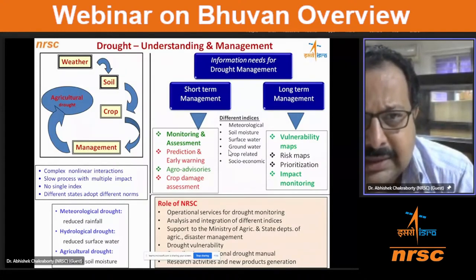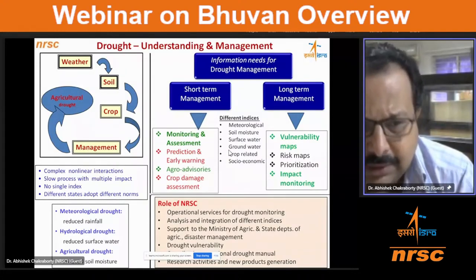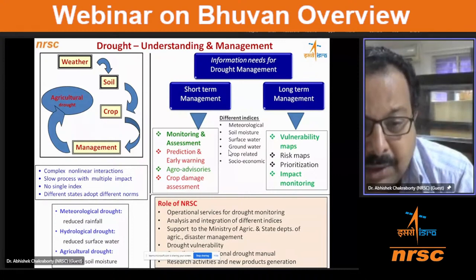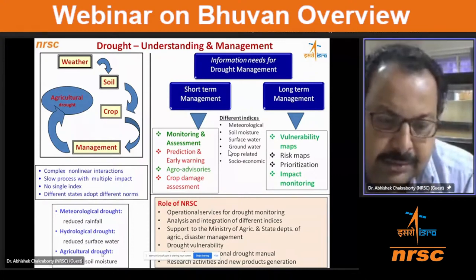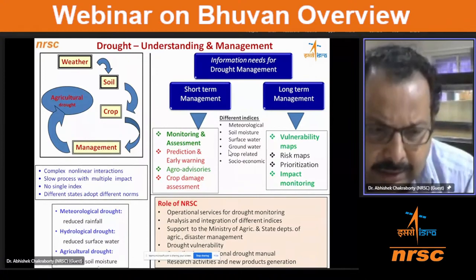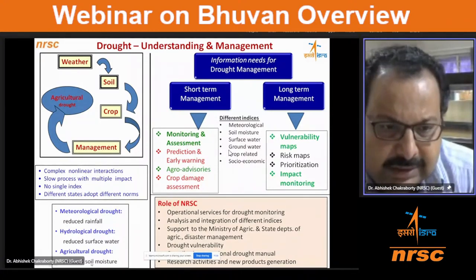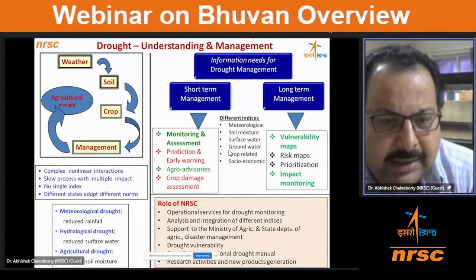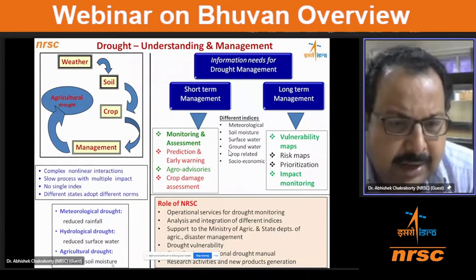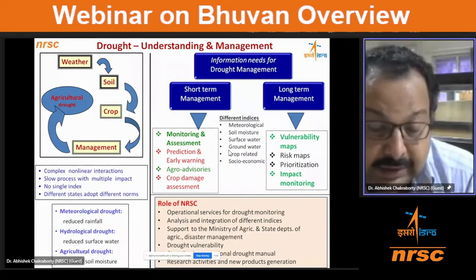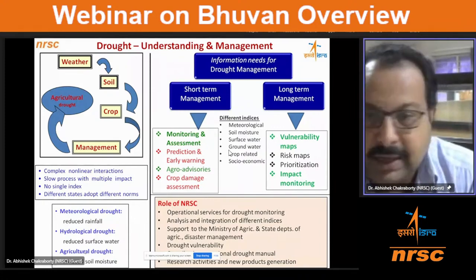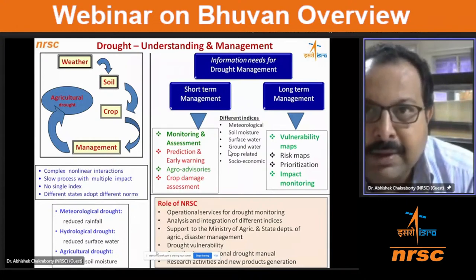As far as drought is concerned, there are many kinds of droughts. Meteorological drought because of the shortage of rainfall, hydrological drought because of the shortage of surface water. But what we have been targeting is agricultural drought. This principally occurs due to the reduction in soil moisture, and the crop gets affected, withers, ultimately dries up, and we get highly reduced yield or maybe no production from the farming system.